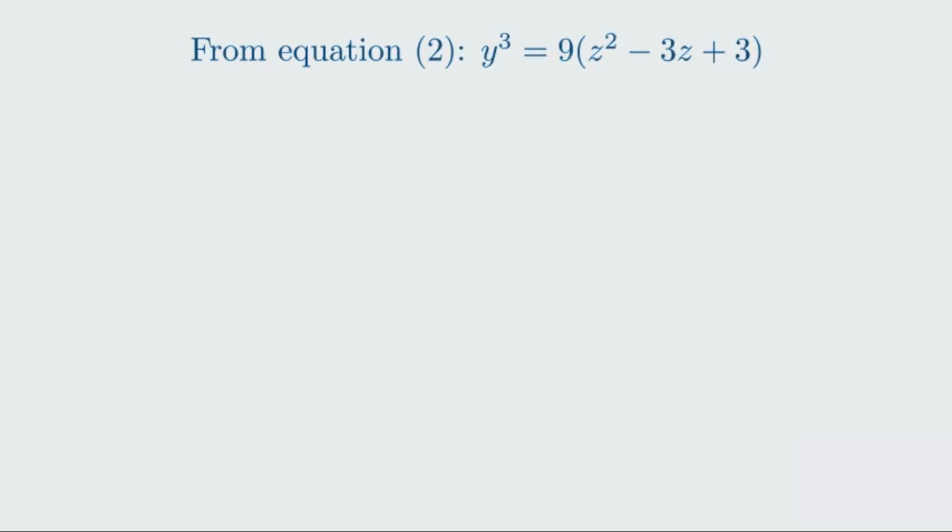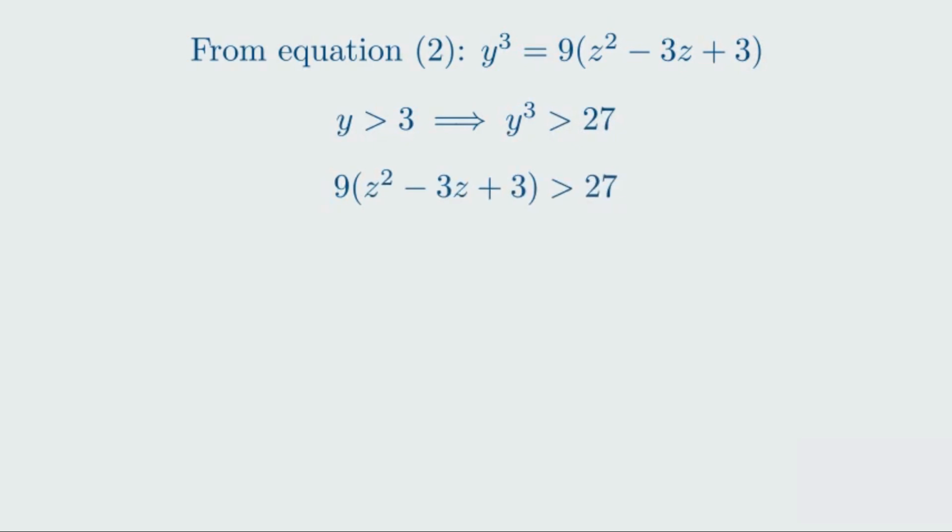Let's extend the logic from the previous scene. We found that if x is greater than 3, then y must also be greater than 3. Our objective here is to complete the cyclic argument. Now, let's use the second equation in our system. We know that y cubed equals 9 times the z expression. Since we just showed y is greater than 3, we know that y cubed is greater than 27. This means 9 times the z expression is greater than 27.